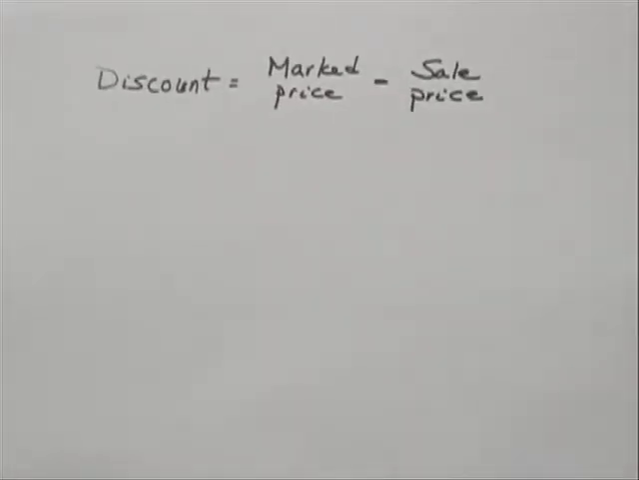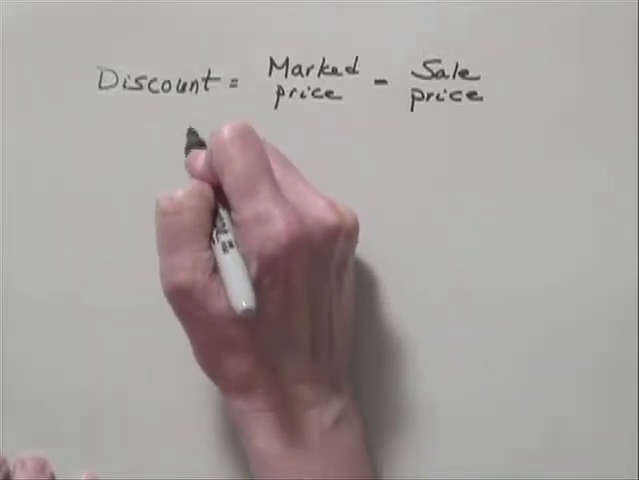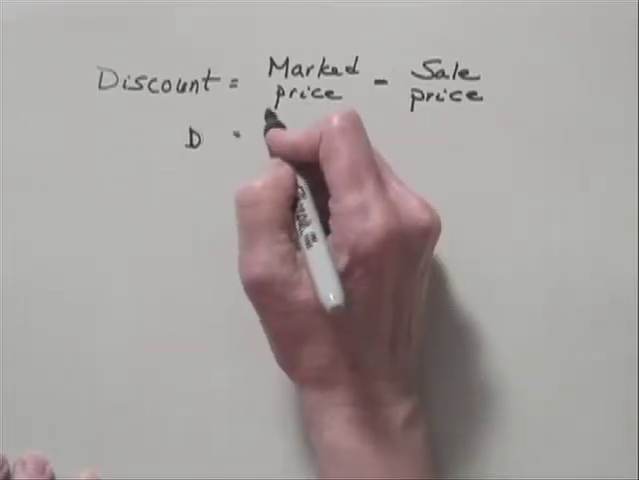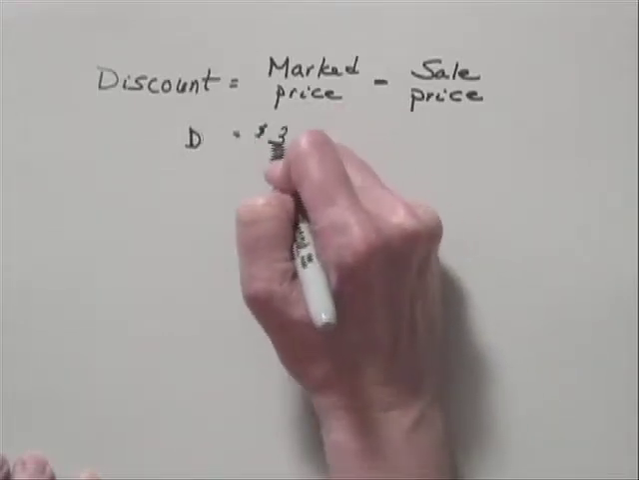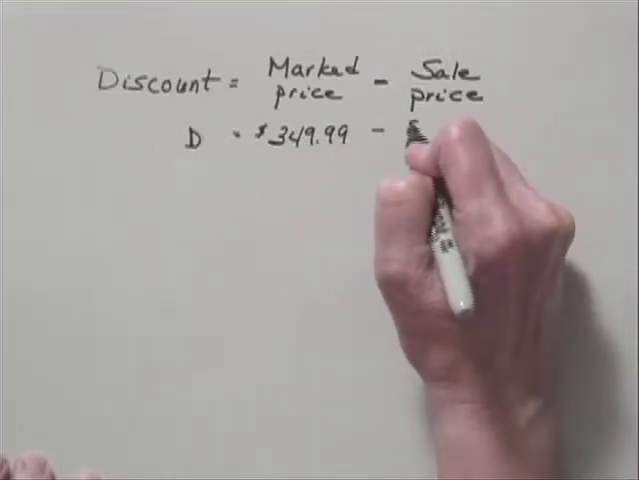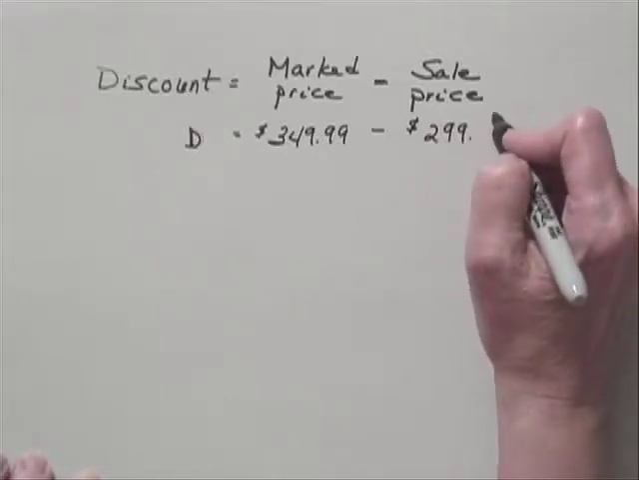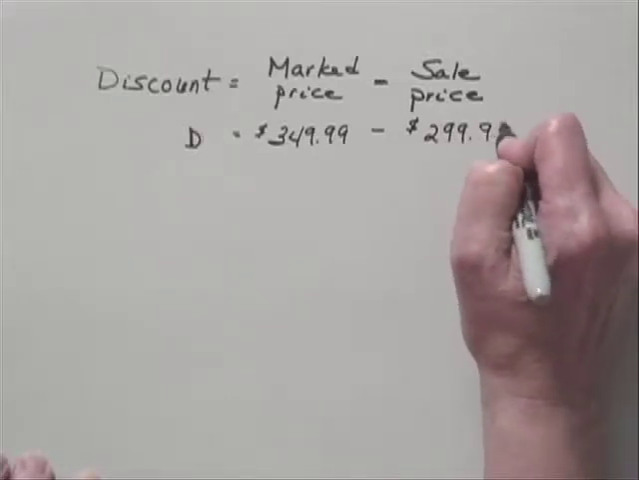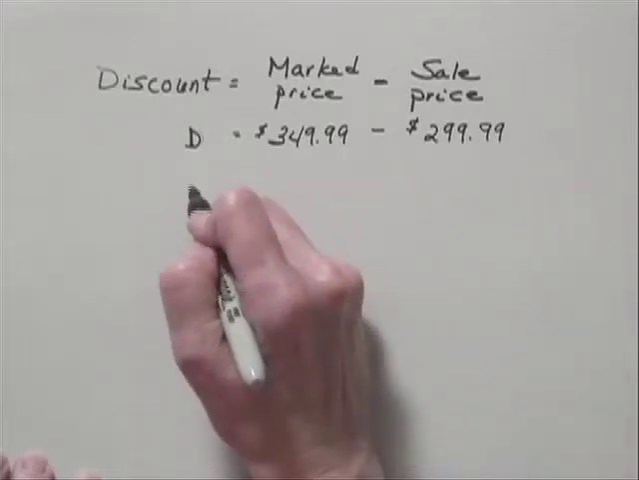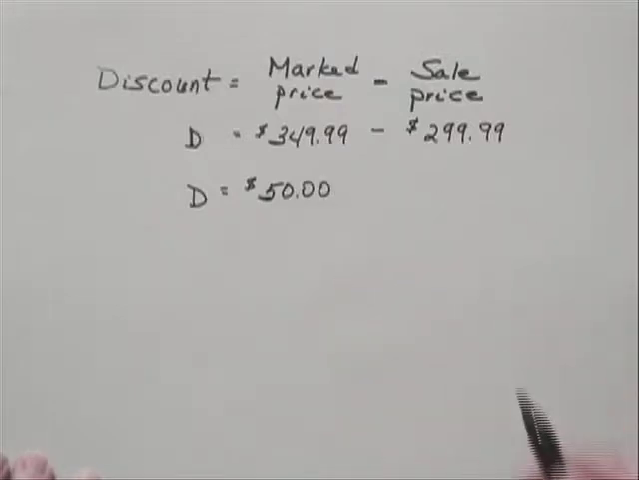The discount is equal to the marked price minus the sale price. So let's call the discount D. And the marked price, remember, was $349.99. And from that, we subtract the sale price of $299.99. And when we do this subtraction, we find that D is equal to $50. So this is the discount on the television set.